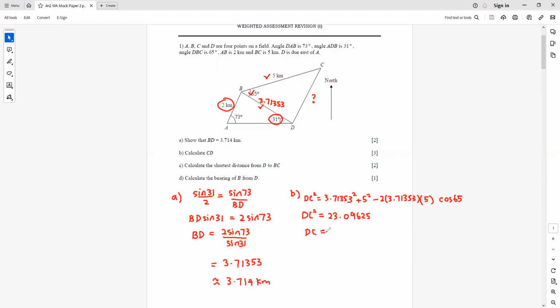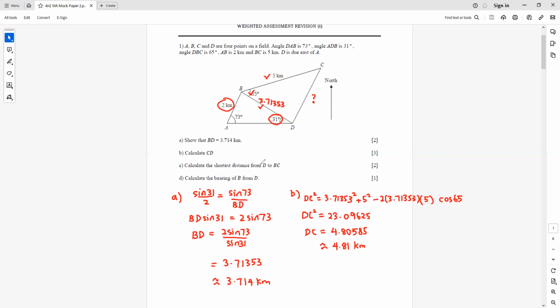To find DC, what do you do? Square root. You get 4.80585, which is 4.81 km. Okay, so far okay?